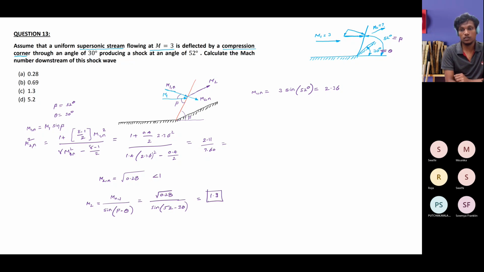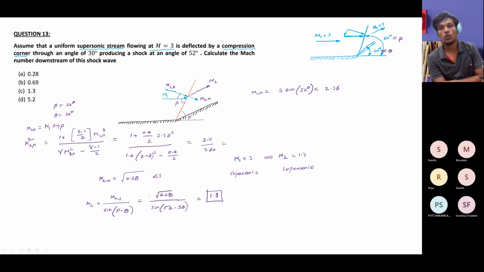So you see, as I stated earlier, it is not necessary that an oblique shock wave generates a subsonic flow. It can be supersonic also. So for this Mach number M1, passing through an oblique shock wave generated by a compression corner of 30 degrees, with an oblique shock wave angle of 52 degrees, the M1, which was earlier Mach 3, will be transformed into M2 of Mach 1.3. Both are supersonic. So this is the solution of this problem.